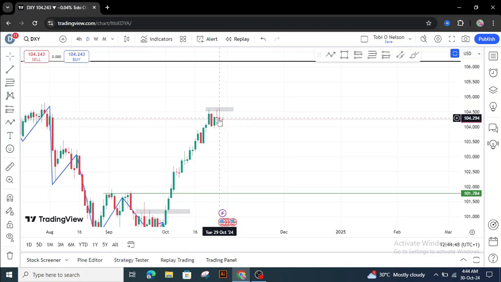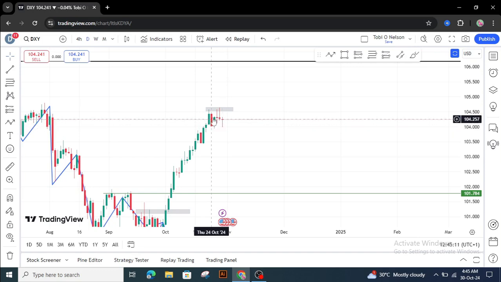Then the next day came. The price of the dollar tried to push up, but it ended up being rejected, and the market closed bearish as well. So now today we can see what is actually going on: a kind of doji, a dragonfly, but today is yet to close, so we don't know what is going to end up with this candle.